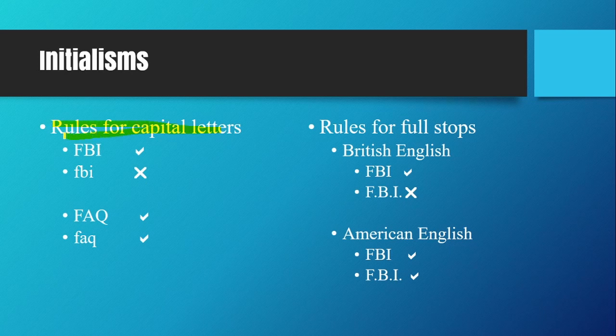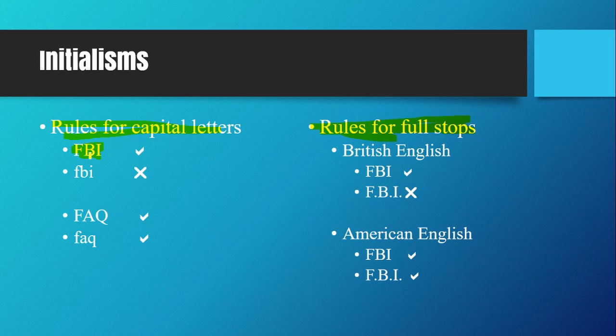rules for capital letters and rules for full stops. Let's talk about the rules for capital letters. If the first letters in the full form are capital letters, then we always write the abbreviation with capital letters. For instance, in the full form, we always write Federal Investigation Bureau, F capital, B capital, and I capital.